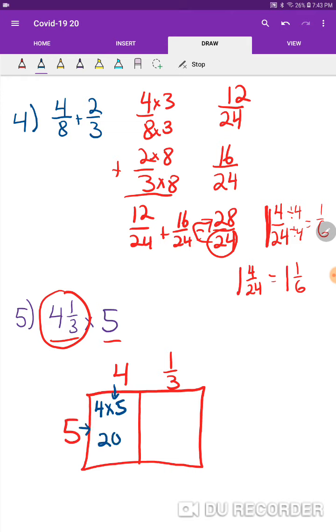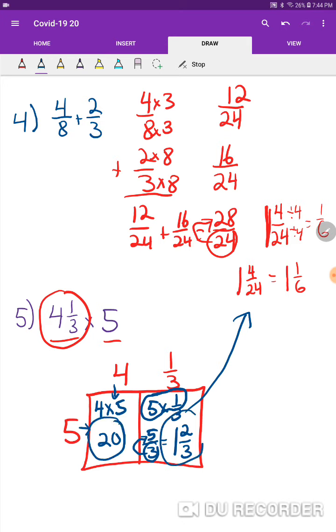Why? 5's coming over, 4's coming down. 4 times 5 is 20. What meets in the second box? 5 times 1/3. How do you do that problem? It's repeated adding, or the Gordon loop. So we get 5/3, but just like the problem previous, this is a fraction greater than 1. So how many 3's go into 5? 1, which will give you 3, but you're trying to get to 5 means there'd be 2 left over. Denominator always stays the same, and then we add these two. So you get 21 and 2/3.